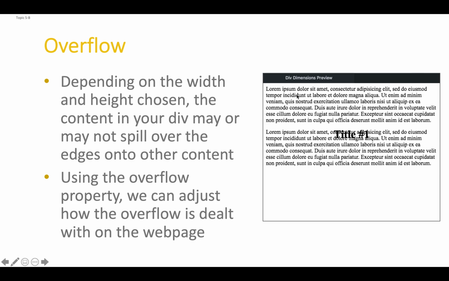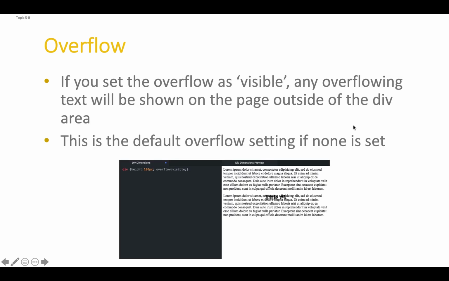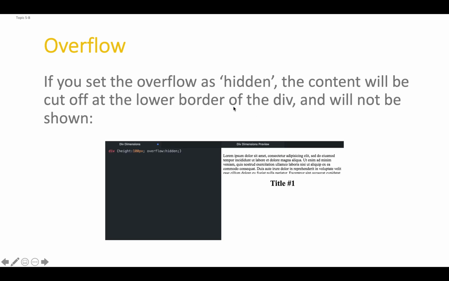So like this one, the paragraphs overflowed the title. If you set the overflow as visible, any overflowing text will be shown on the page outside of the div area. This is the default overflow setting if none is set. If you set the overflow as hidden, then the content will be cut off at the lower border of the div and will not be shown.